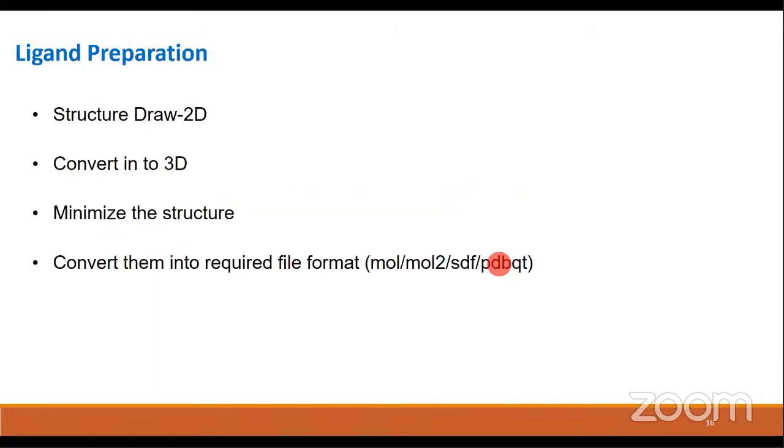Okay, this is all about protein preparation and ligand preparation. In ligand preparation, you just draw a structure, then convert it to 3D, then minimize the structure, then save it according to your need, based upon the software needs.